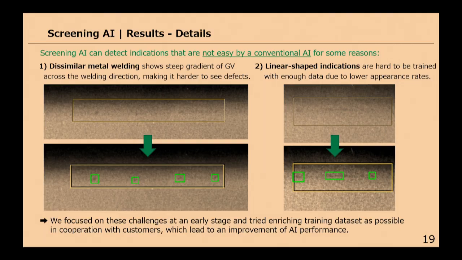So screening AI can detect indications that are not easily detected by conventional AI for some reasons. Dissimilar metals, sometimes it has a hard time with that. It shows a steep gradient of gray value across the welding direction, making it harder to see the defects. But it will learn over time as you work with it. And even with linear shape where there's dissimilar metals, it can have a hard time with it.